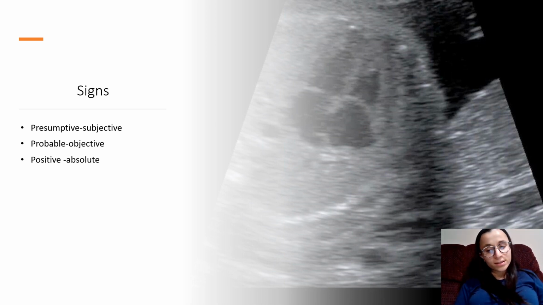So presumptive signs, you have to know this, and NCLEX likes to test on this. Presumptive signs include missing their period, morning sickness, fatigue, breast changes, and quickening, which is like a fluttering movement that they feel. So these are signs that, if a patient has them, could indicate pregnancy, and this is based on what the patient's telling you, subjective.